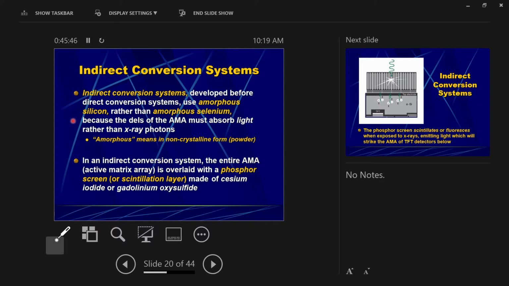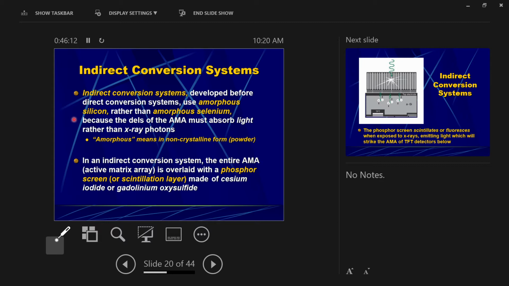And you've got to remember which one uses which, because you will be asked that on our tests and state exams. They love to ask those questions. Which systems use which materials? For example, direct conversion uses selenium, whereas indirect conversion uses silicon. And you just have to remember that as a brute fact.